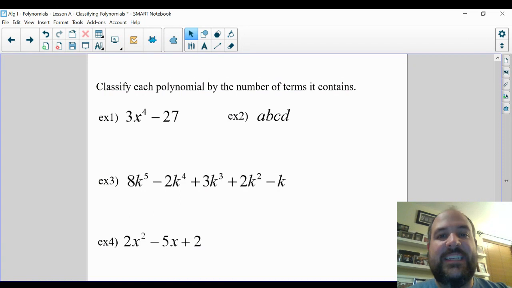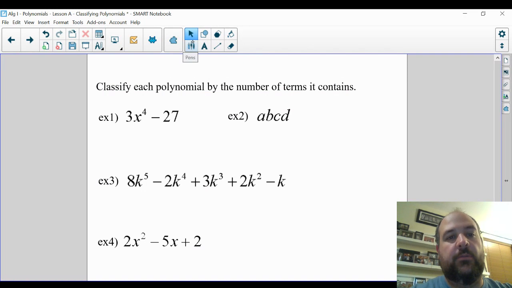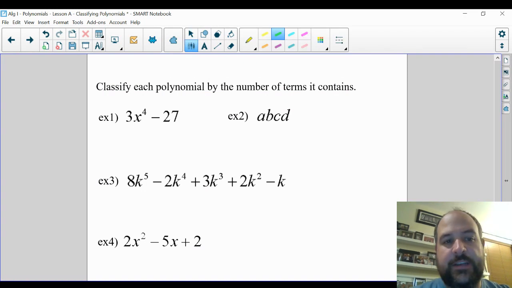When we look at these examples here, we just want to see, can we determine what kind of polynomial it is based on how many terms there are. So if you want to take a second to pause this, you can go ahead and try examples 1, 2, 3, and 4 on your own, and I'll go over the answers with you in just a second.